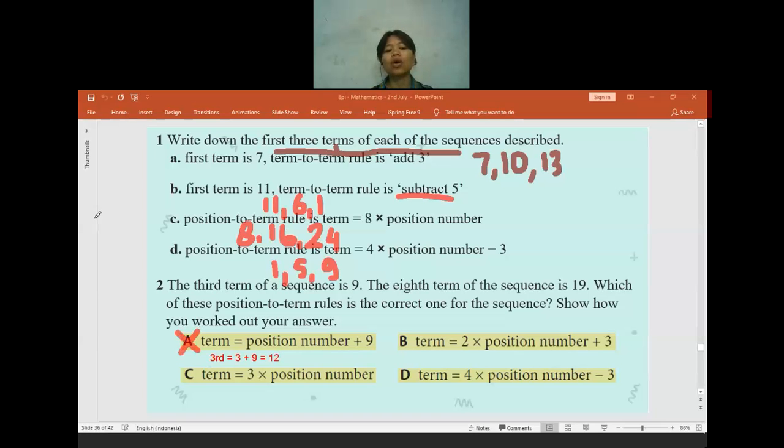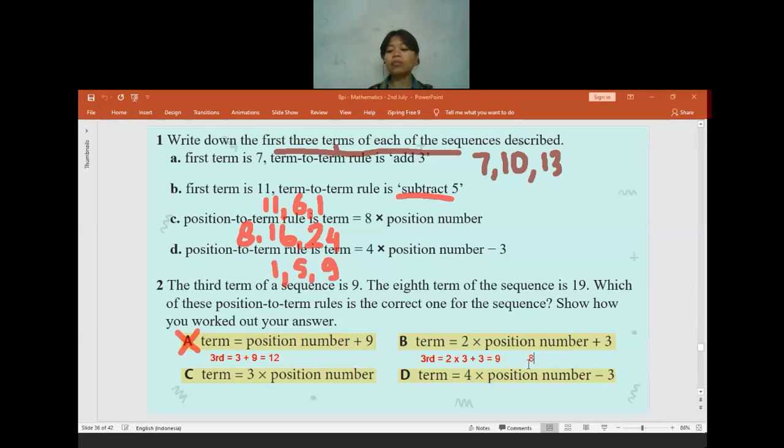Because A is wrong, we can directly move to the third term of sequence B. The third term of sequence B is 2 times 3 plus 3, which equals 9. Because it is correct for the third term, we can check for the eighth term.